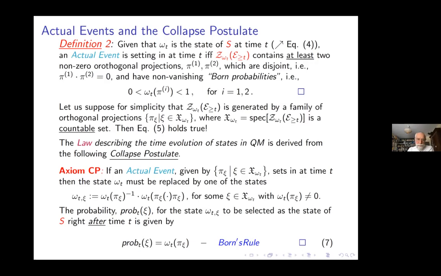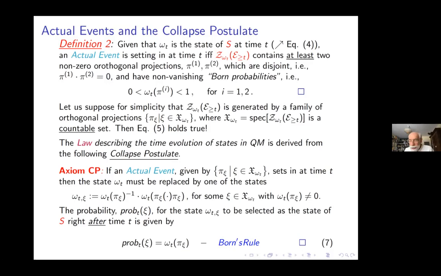The probability that nature chooses the state ω_{t,ξ} as the state of the system after time t is given by the Born rule, namely the probability of ξ is simply the expectation of the projection π_ξ in the state ω_t. So that's the collapse postulate, which reminds you of something you learned in school when the teacher discussed the Copenhagen interpretation. But there it is completely ad hoc.